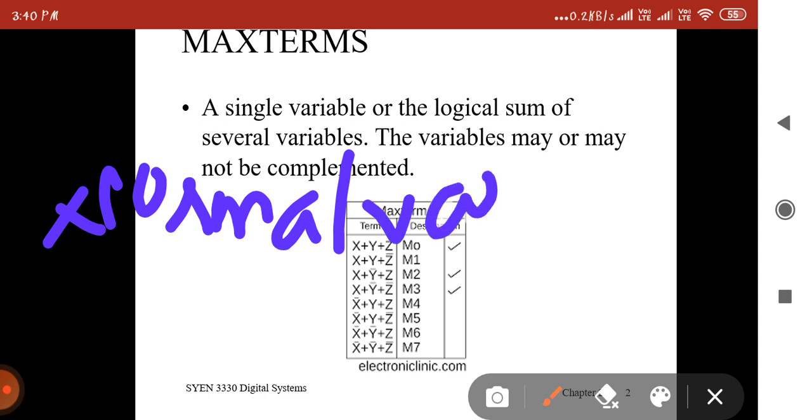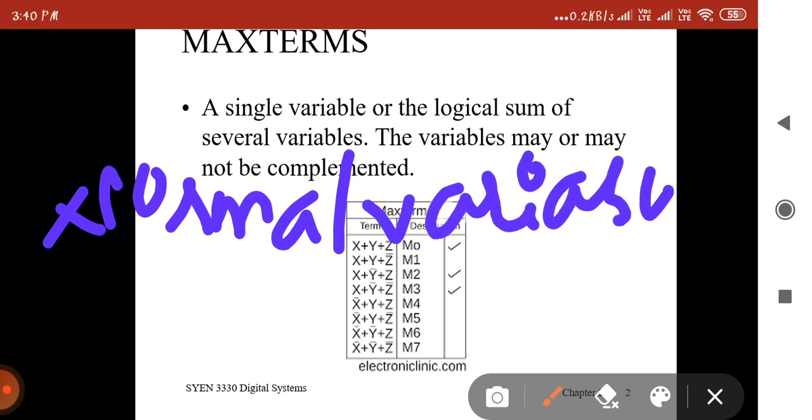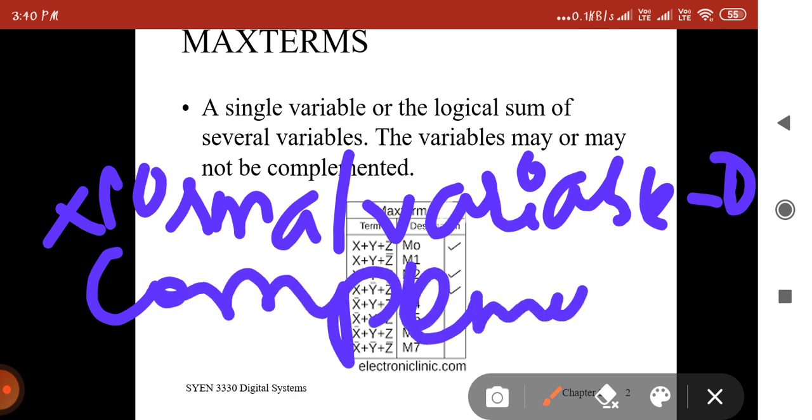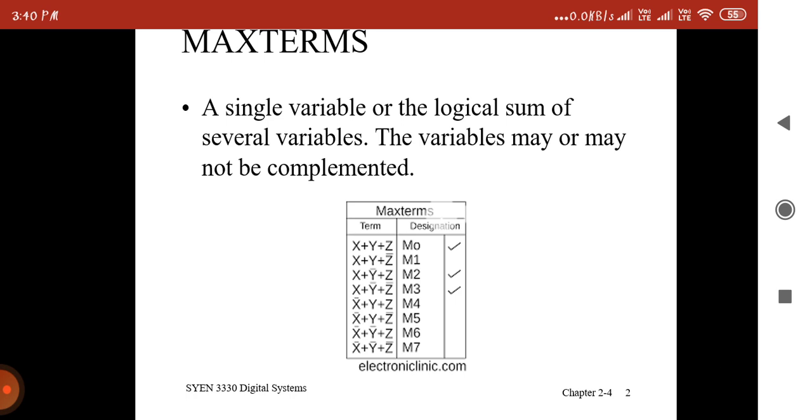A normal variable is 1, 0. A complement variable is z bar, 1. A complement variable is a 1. Yes, can we write it like that? Yes. Next, can we see that one?